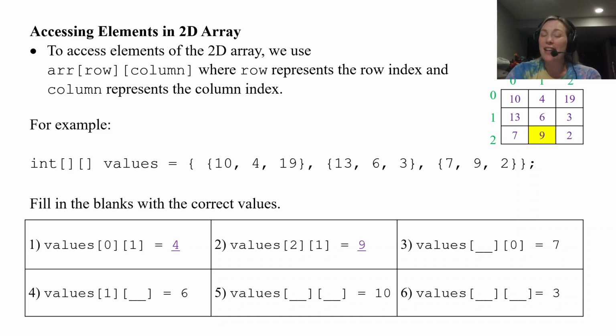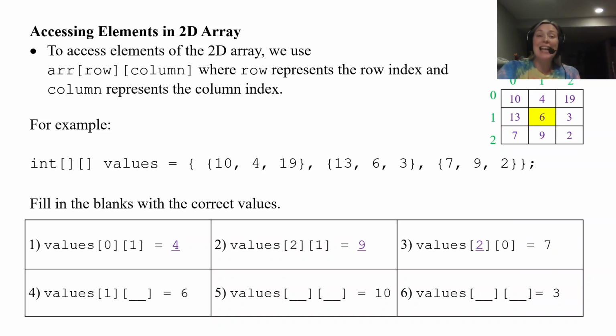Okay. If you want to try the other ones, feel free to pause at any time and then press play when you're ready to see the answers. But for this next one, where is element 7? Okay, element 7 is right there in our 2D array. And it's going to have a row of 2 and a column of 0. So in the blank, it's going to be a 2.